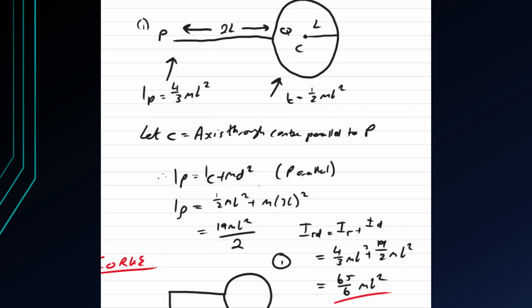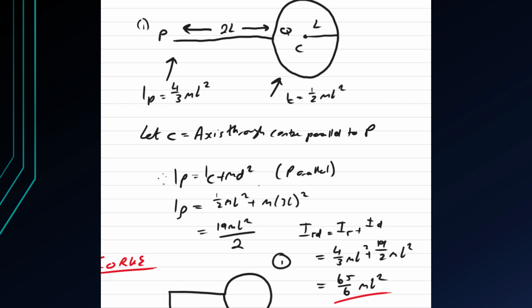So this is the diagram of what's going on, and we start with finding our moments of inertia. So the moment of inertia about P is just the moment of inertia of a rod, which is 4/3 ml squared. And then the moment of inertia for the disc is 1/2 ml squared. So if we let C be the axis through the center parallel to P first off, then we can use the parallel axis theorem, say that IP is IC plus MD squared.